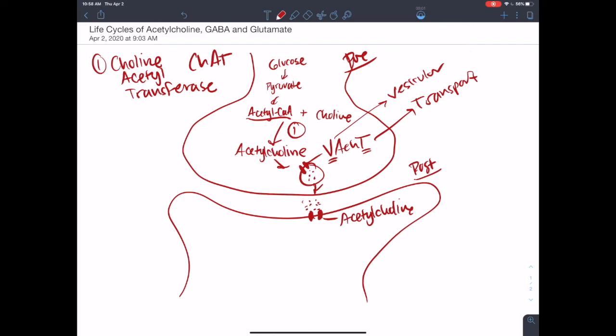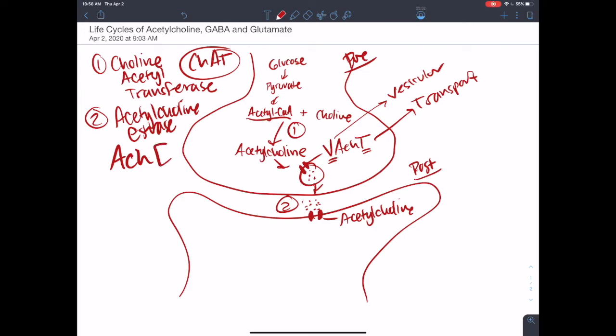Because we don't want too much acetylcholine in the cleft, otherwise those receptors will get desensitized. So the method by which acetylcholine or cholinergic synapses do this is actually degradation. So we'll say number 2 here. The enzyme that degrades acetylcholine is going to be acetylcholinesterase. A lot of times you'll see this written as AChE. That's acetylcholinesterase. That's the enzyme that degrades acetylcholine.